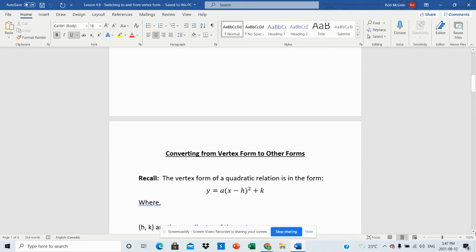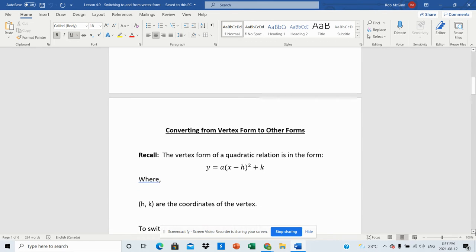So recall the vertex form of a quadratic relation is in this form right here. Y equals a times x minus h squared plus k. And that's where h and k are the coordinates of our vertex. So a lot of times we like to have our quadratic relation in vertex form just so it's easy to see where our vertex is.